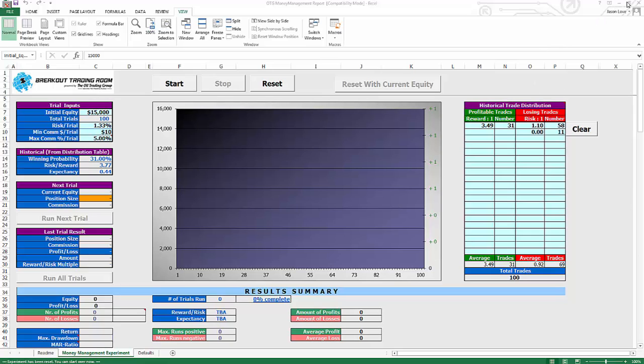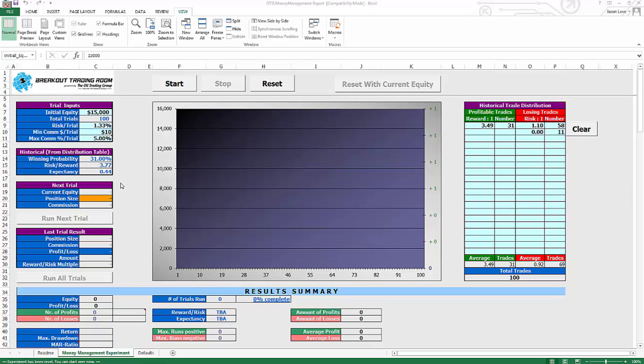So let's talk about what this spreadsheet is designed to do. This is your risk analyzer algorithm. What this thing is going to do is show you that with proper position sizing and money management, you're going to be able to withstand the ebbs and flows of the day-to-day trading that goes on.